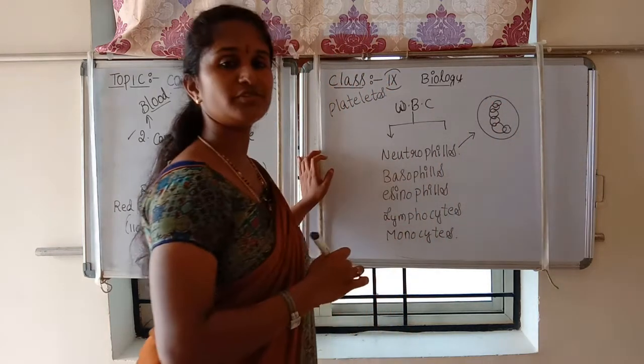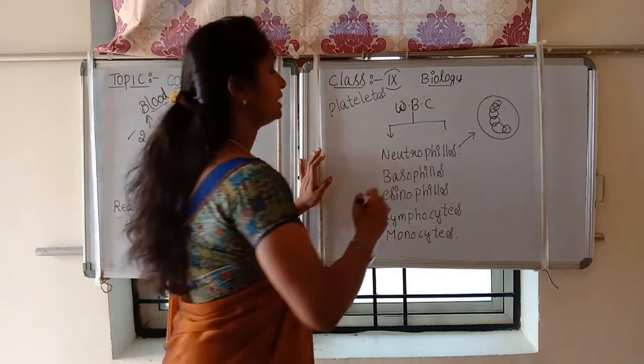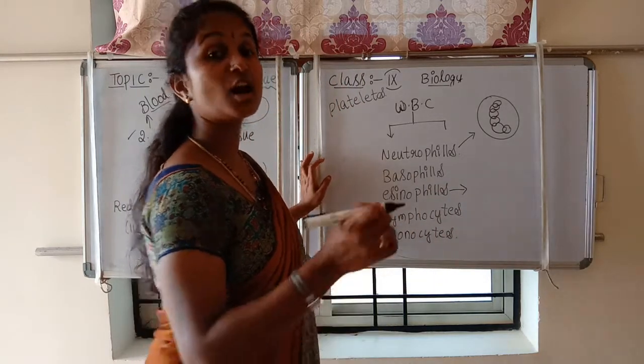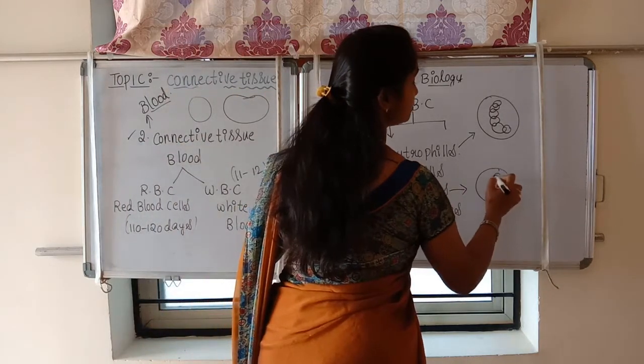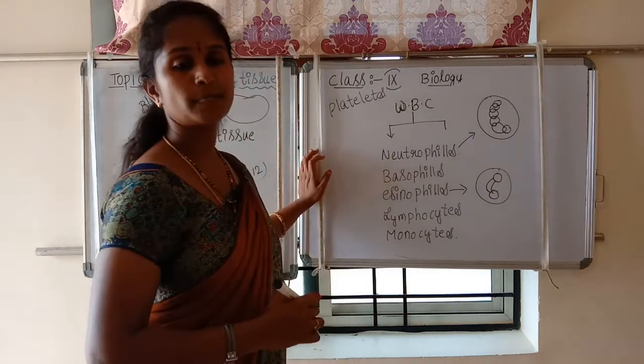That was the structure of the neutrophils. Nucleus will be present more. And next, eosinophils. Eosinophils have a large nucleus, meaning two nuclei will be present.